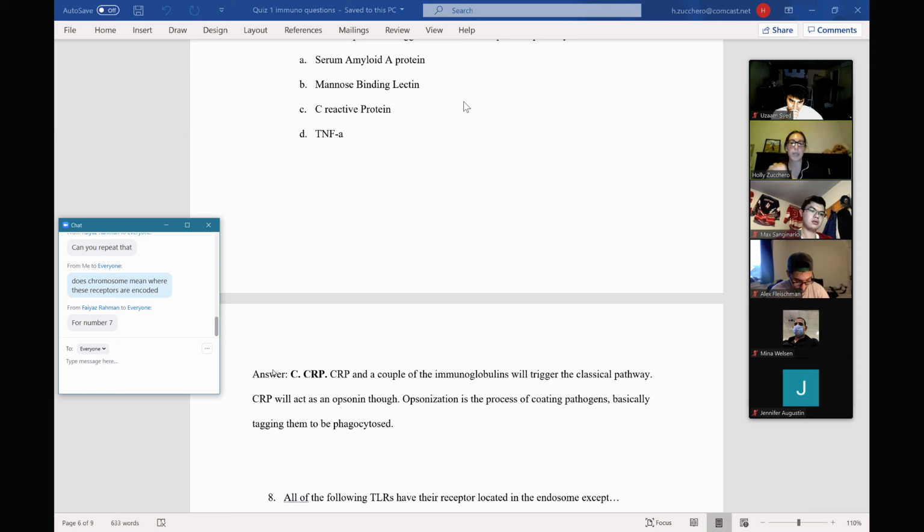Because C3b is going to be the thing that binds to the pathogen surface. And the binding of C3b, that is the coating that's being done. So opsonization is coating a pathogen surface so that it can be phagocytosed quicker and more effectively. The convertase is just referring to you cutting your C3 into its respective parts.